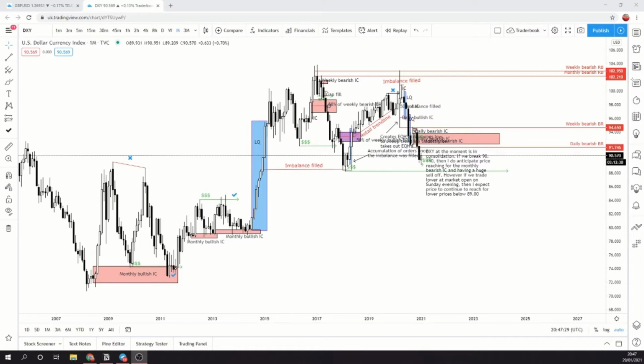I just want to say firstly, I hope everybody has had an amazing trading week and we caught some of the moves that did happen, especially on GBP/USD and EUR/USD.